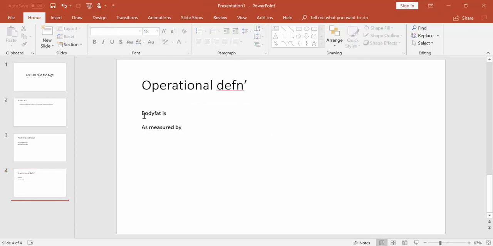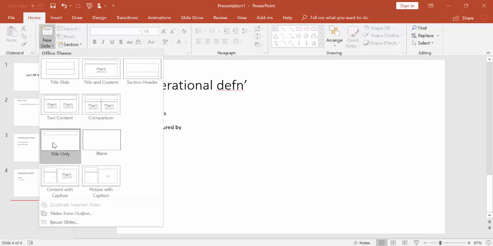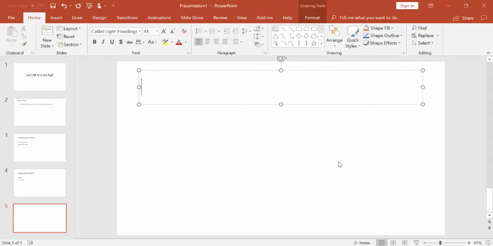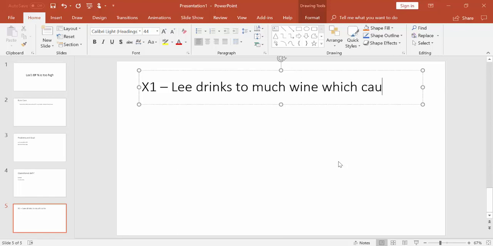Now, this is what I'm looking for in the improve phase, and it's a technique I use with my MBA students, in the sense that basically what I just did is remind the customer of what the project was, but now I'm done with the project and I'm reporting out. So basically what I want to start to see from you, or this is a technique, is X1. What is the X? Lee drinks too much wine, which causes body fat to go up.